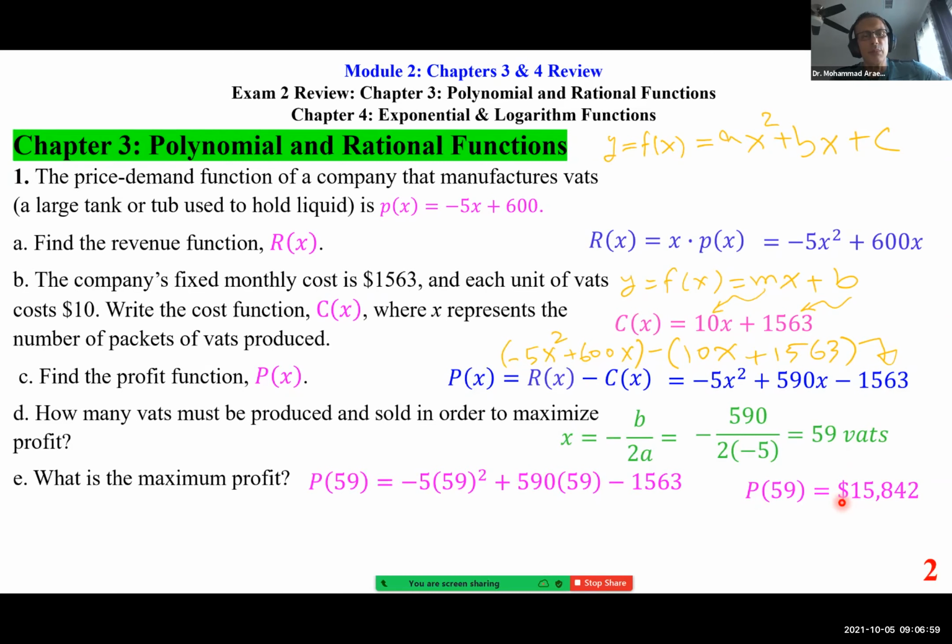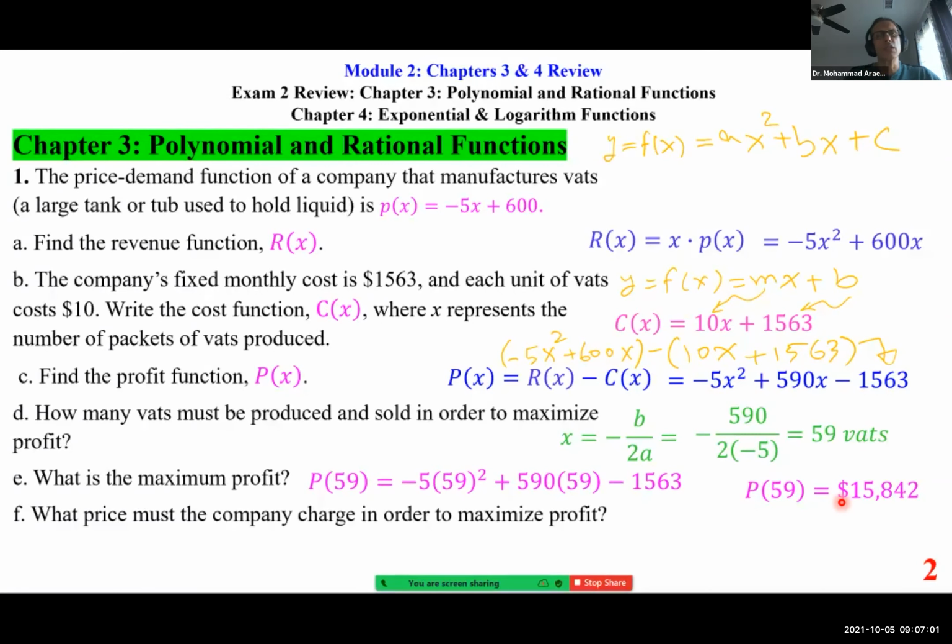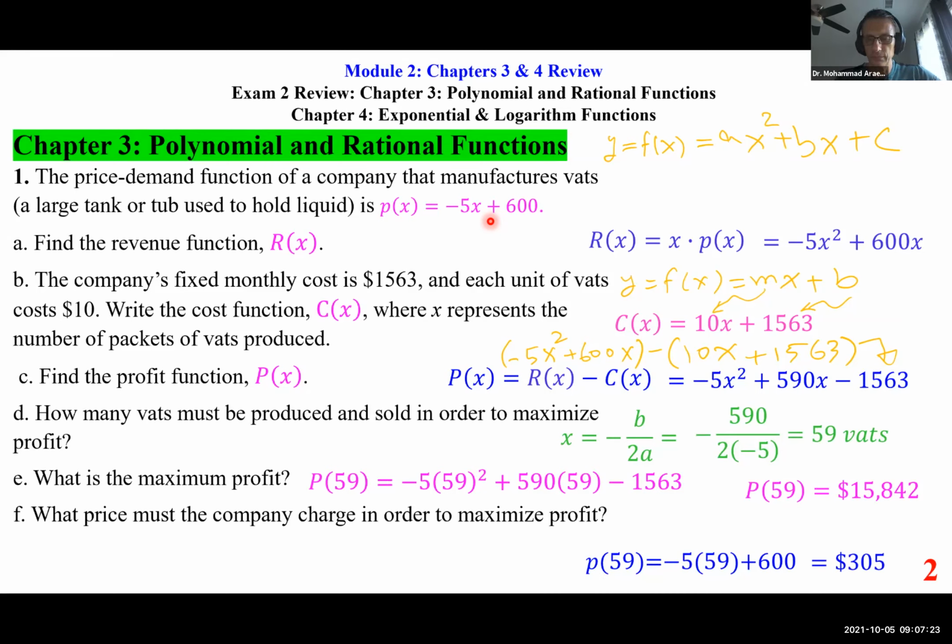What price must the company charge in order to maximize profit? We go back to the price function at the very top and replace the x with 59. And that is the price. We're going to charge $305 per unit. So simply plug into the formula.